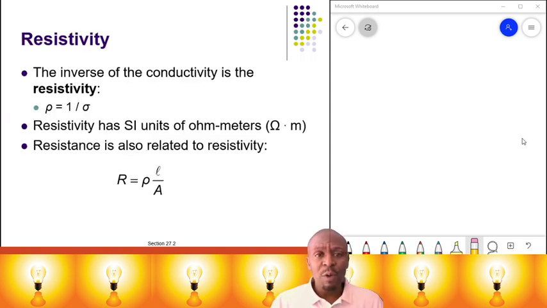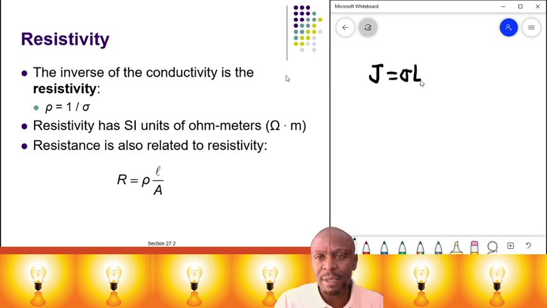Right. Let me also introduce you to what we call the resistivity. Now, from Ohm's law, which is nothing else but the conductivity times the electric field, this is what we call the conductivity. The inverse of this conductivity is what we call the resistivity, and the symbol rho is equal to 1 divided by the conductivity.